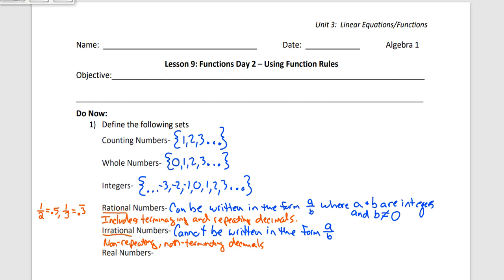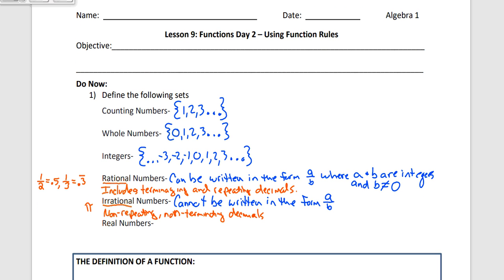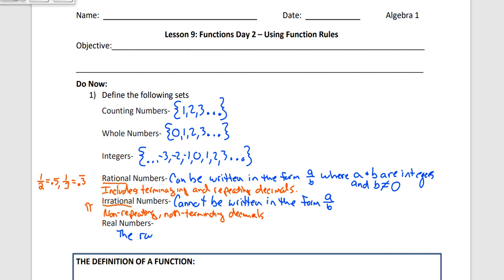And a famous one is pi. There are plenty of others, and we'll talk about that as the year goes on. Our real numbers consist of both rational and irrational. So the real numbers are the rational and irrational numbers together. So that's like every number that you know about.